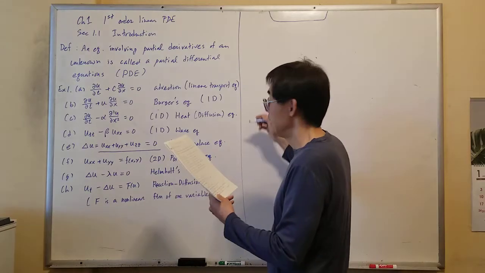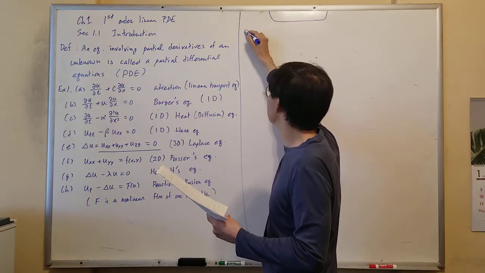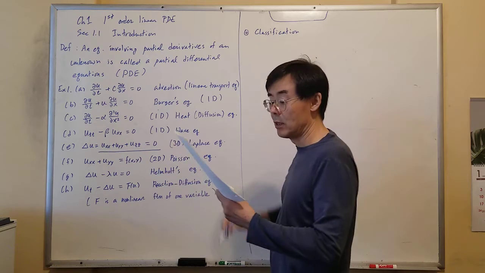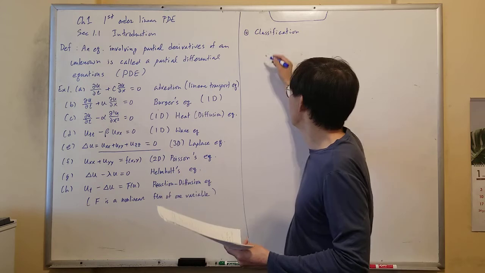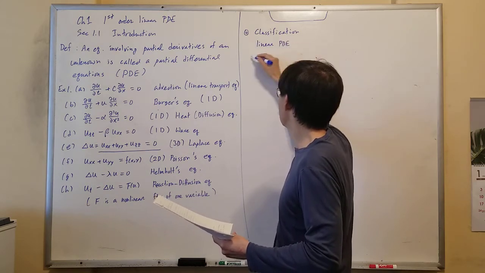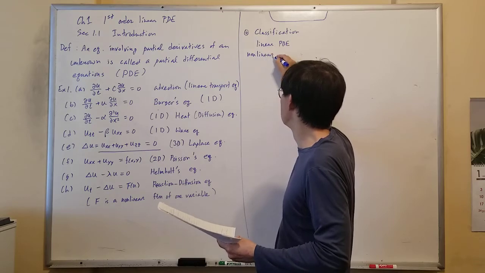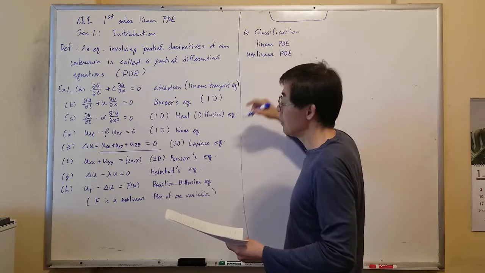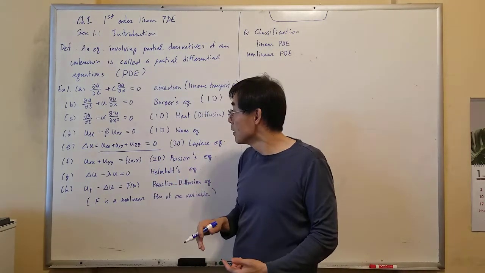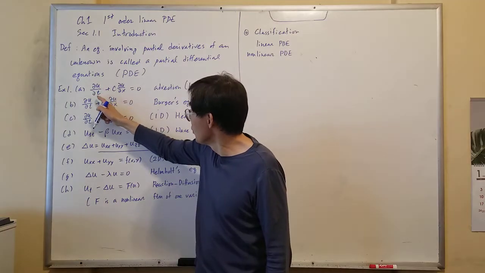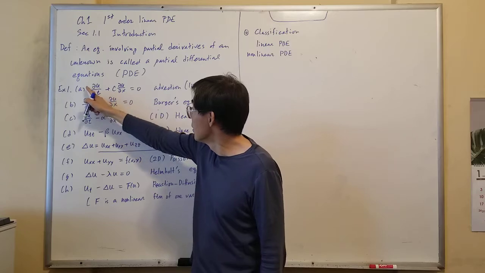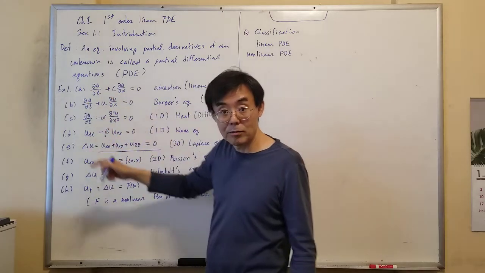Now, classification of PDE. First of all, we can make a linear PDE versus non-linear PDE, linear in terms of the unknown and its partial derivatives. For example, with respect to the unknown and its partial derivatives, this is 1 and 6. It's a linear combination, right? This is linear.